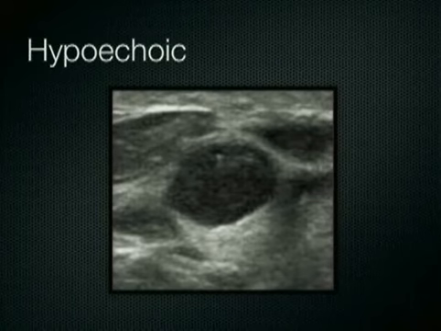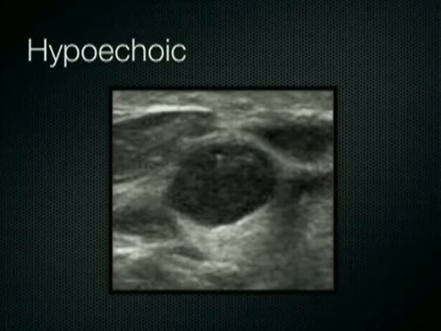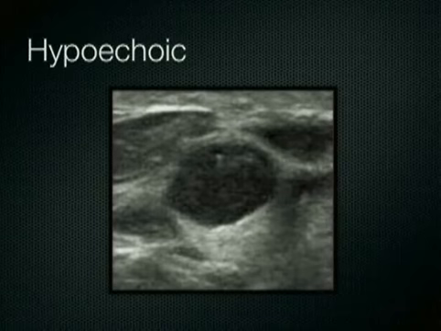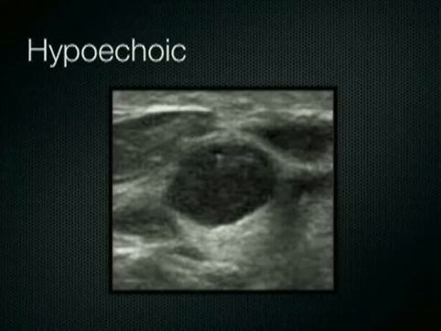Again, it is extremely important to be sure that proper gain settings and focal zone placement are used to be certain that low-level echoes are displayed in solid lesions and that low-level echoes representing artifact are not displayed in cystic lesions.